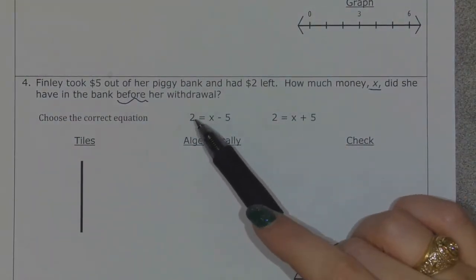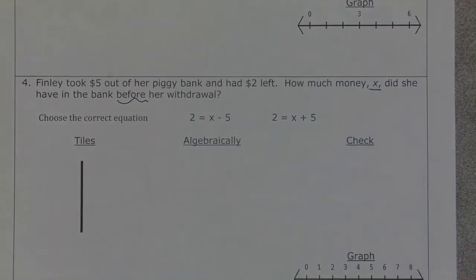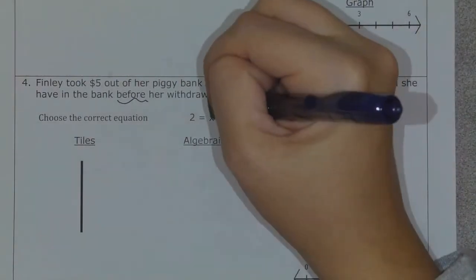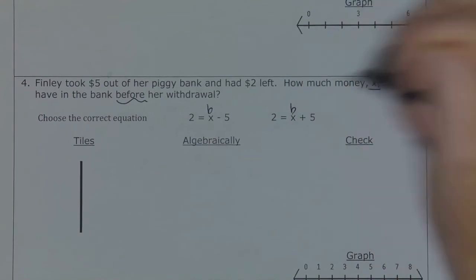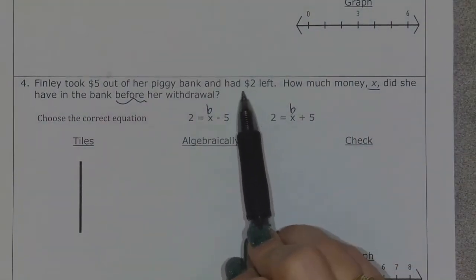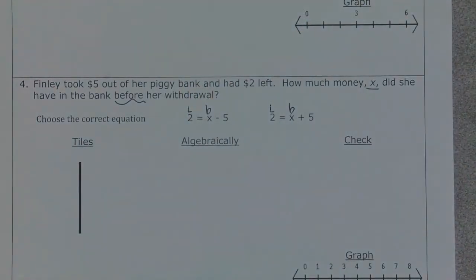So I have 2 different equations: 2 equals x minus 5 and 2 equals x plus 5. I know that the x represents the before, so here is the before and here is the before. When she was done, she had $2 left, so this is what was left, and this is what was left.